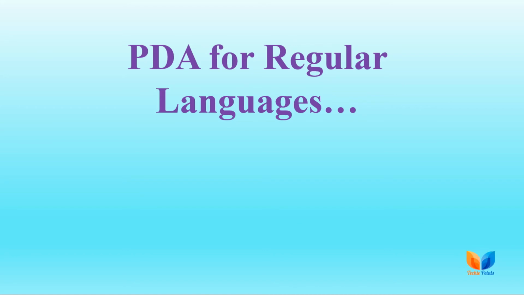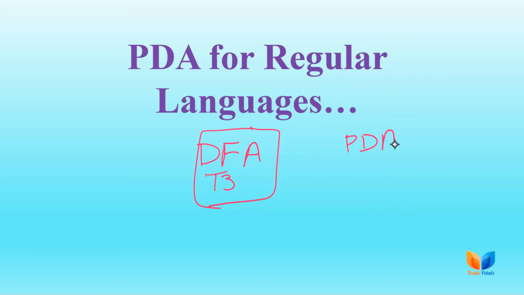Next we have PDAs for regular languages. Till now we have constructed only DFAs corresponding to the regular languages, or type 3 languages. And now we have constructed PDAs corresponding to the type 2 languages, or context free languages.